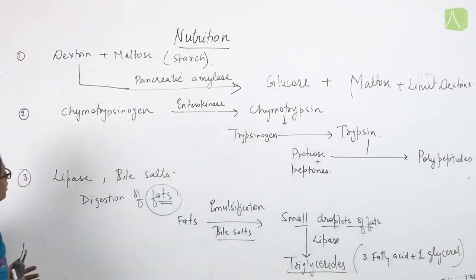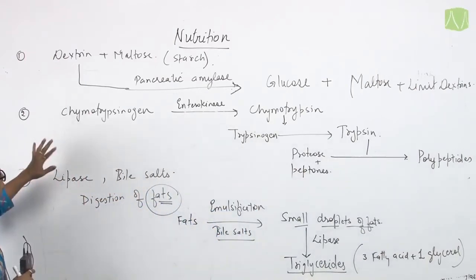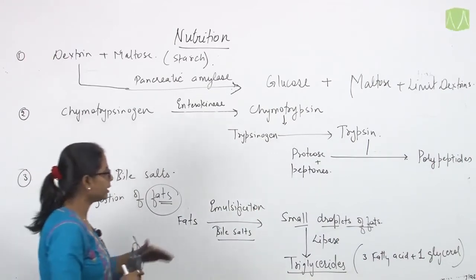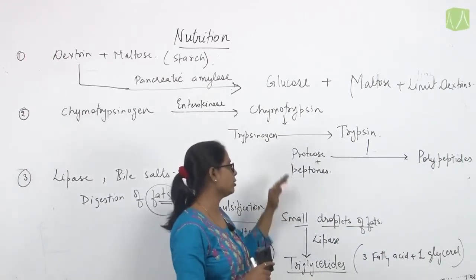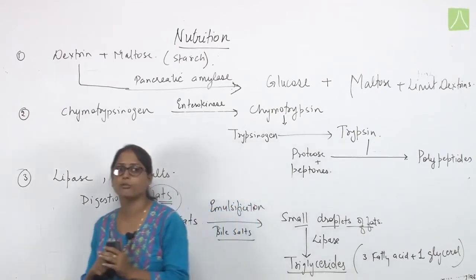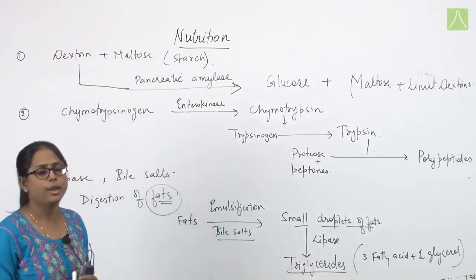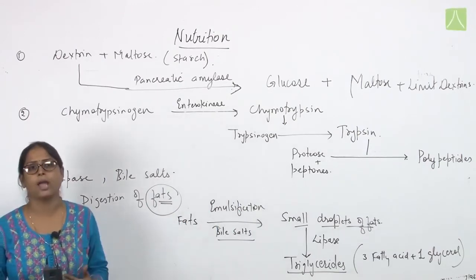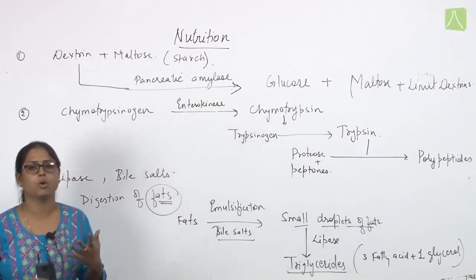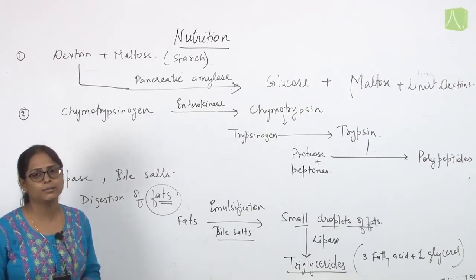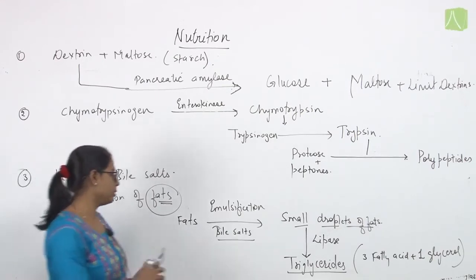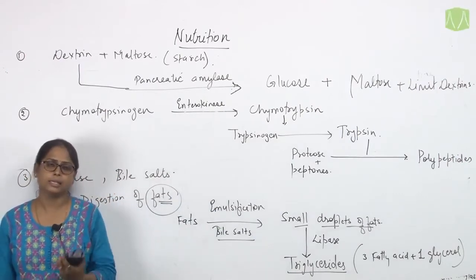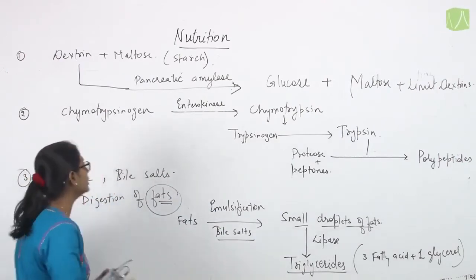So here we have discussed the digestion of protein, starch and fats. These are the enzymes which we have got from pancreatic juices. Now the small intestine also has its own juices and its own digestive enzymes, and the secretion of the small intestine itself is collectively known as succus entericus.